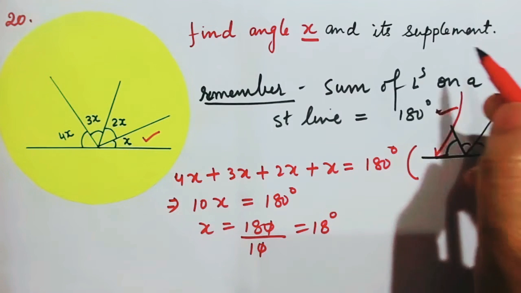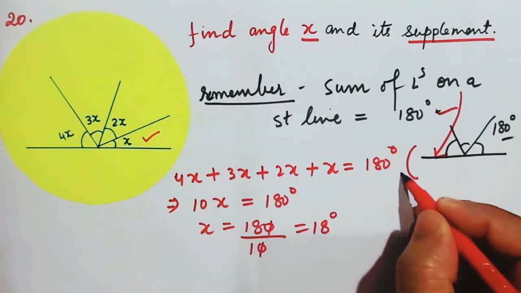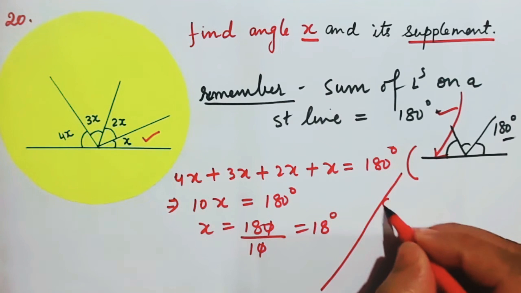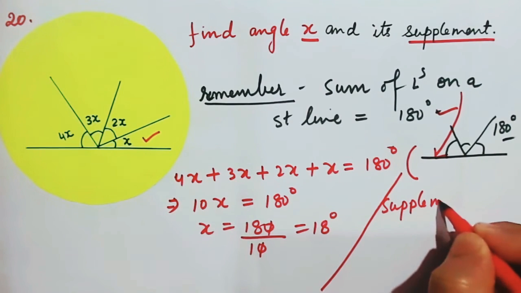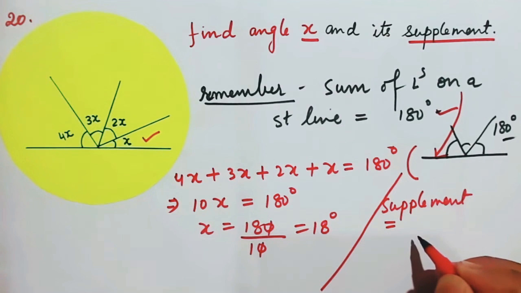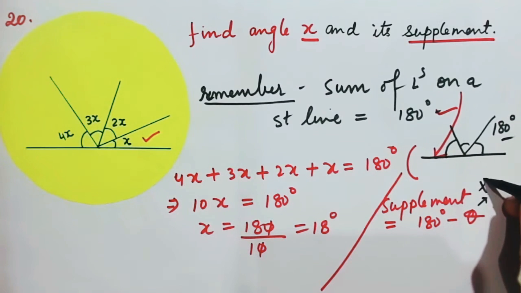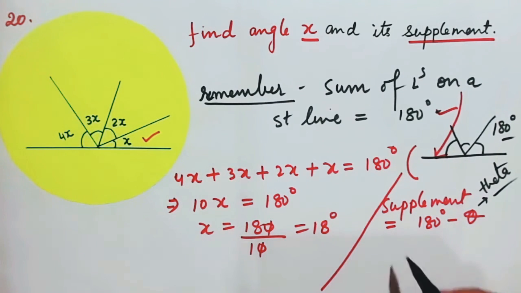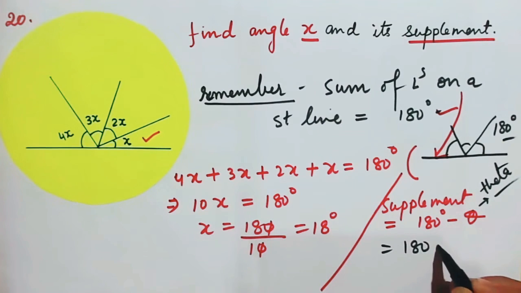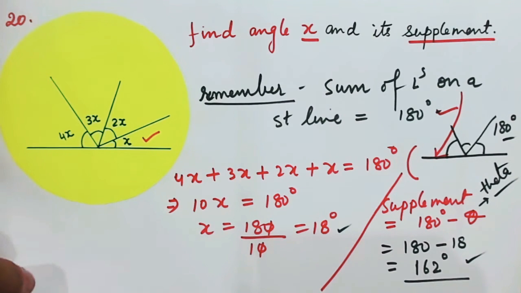Now, they have also asked you the supplement. What do you mean by supplement? How to find the supplement? Supplement is equal to 180 degree minus the given angle, which we represent as theta. Theta is equal to 180 minus 18, which is 162 degrees. So we have found both the angle as well as its supplement.